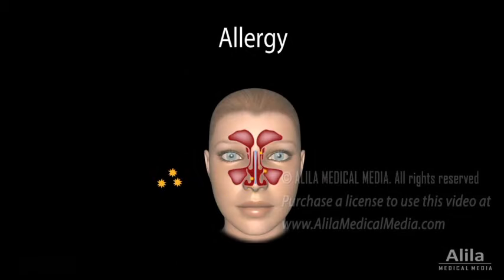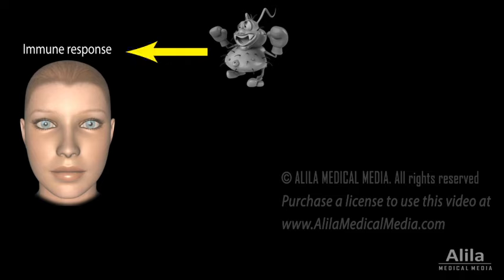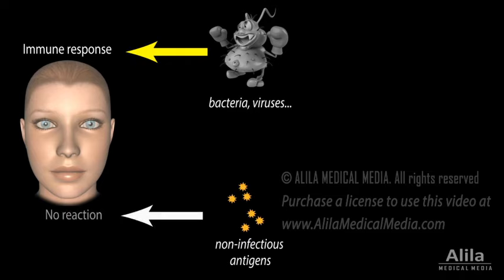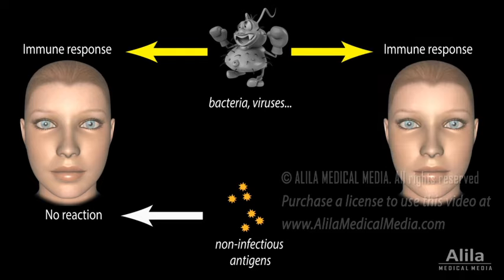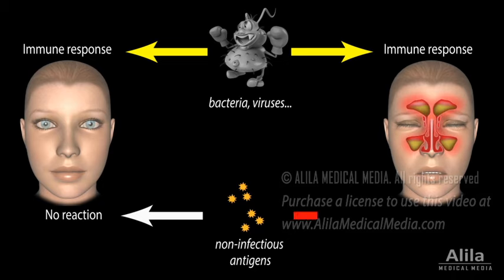Allergy refers to abnormal reactions of the immune system to otherwise harmless substances. Normally, the immune system raises immune response to protect the body from foreign invaders, such as bacteria or viruses, but does not react to non-infectious environmental antigens. In people with allergies, however, the immune system also reacts to these substances, producing allergic reactions.